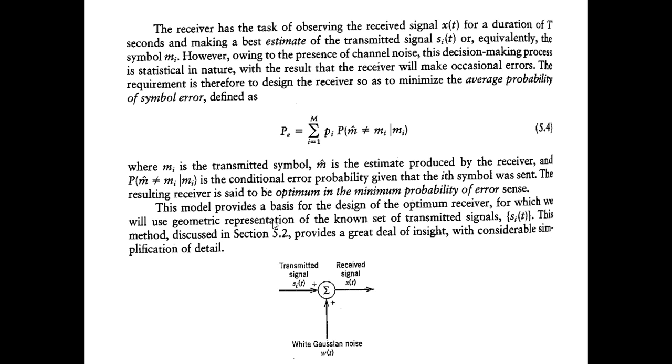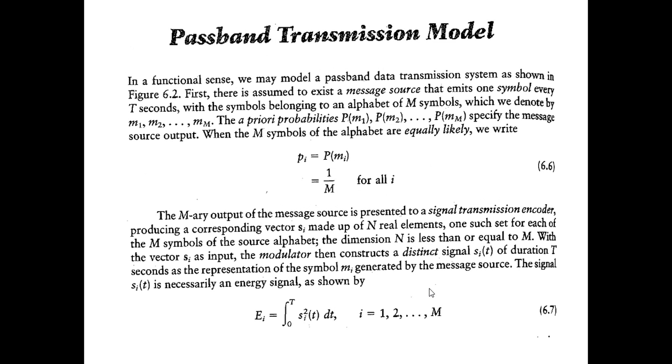And this is our model of how the noise is added to the transmitted signal. So this is simply how the receiver behaves in digital communication. Especially in the passband transmission model, we assume the same things.